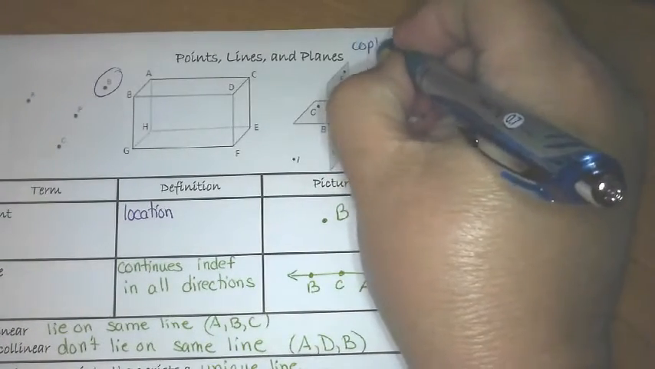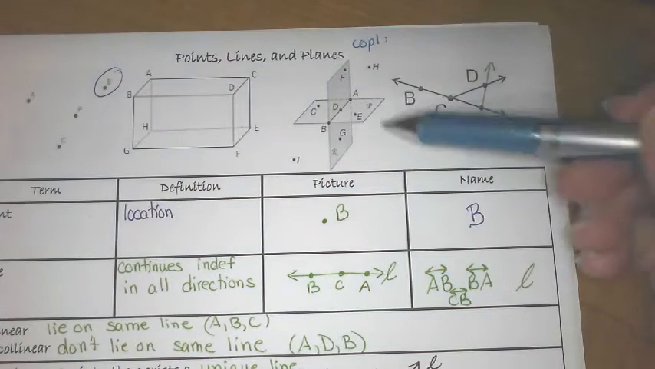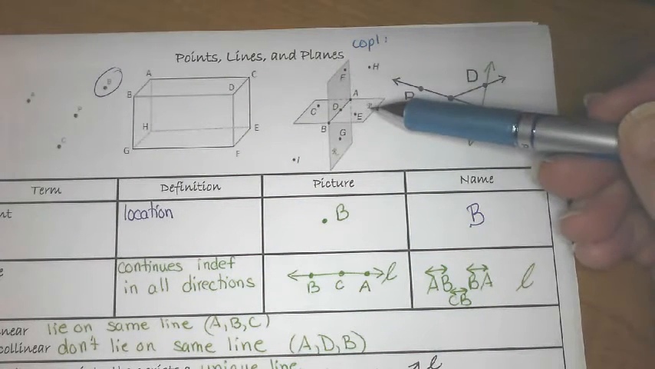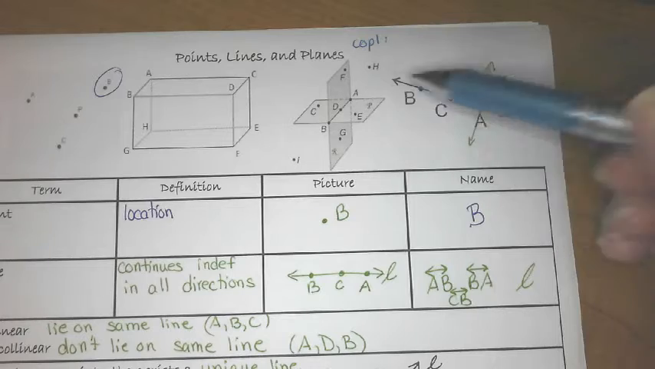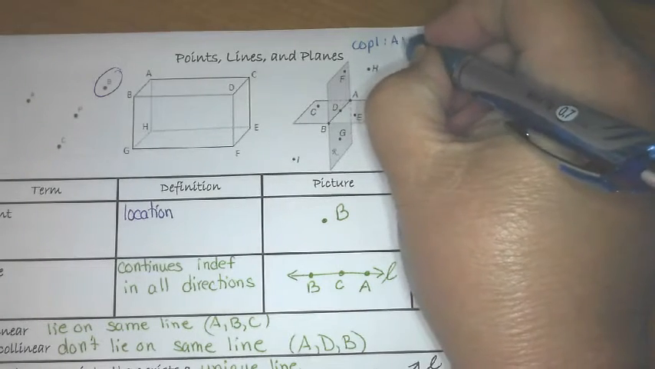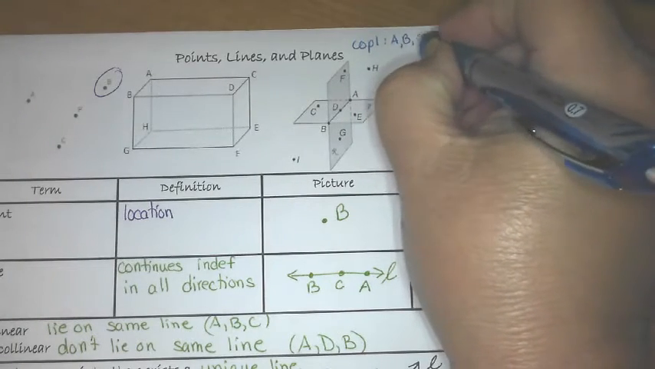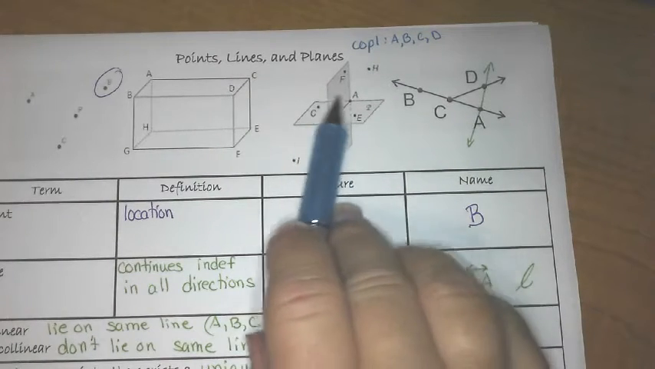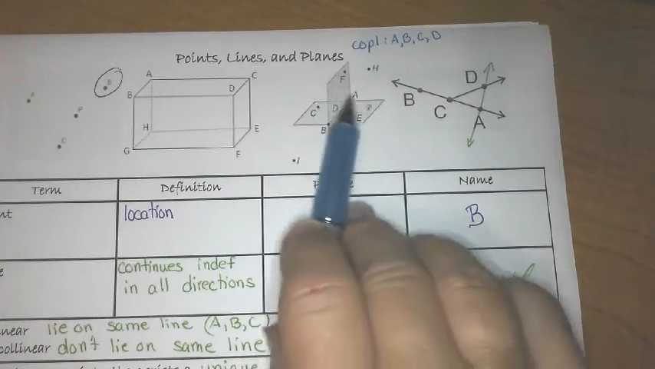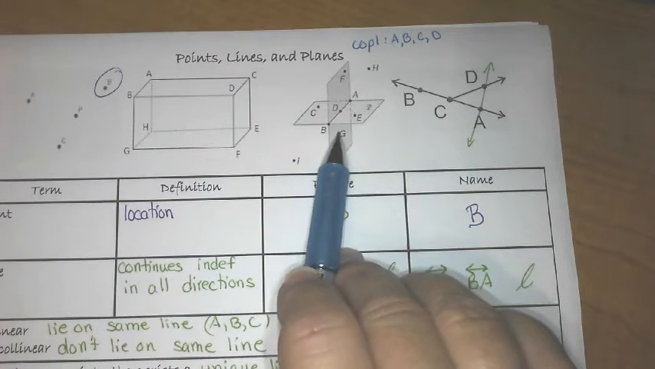So if I want coplanar, I could look here and I'd pick 3 points on, actually you'd have to pick 4. Coplanar, I could say A, B, C, and D. Those all lie on plane P. They are coplanar.